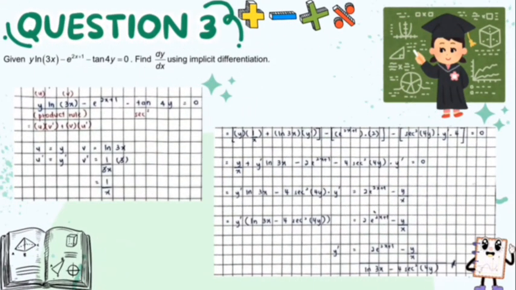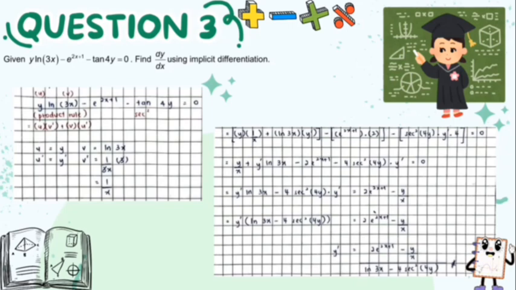Let's move to question 3. For these questions, we are given an equation that involves x and y, and we are asked to find dy/dx using implicit differentiation. The equation is y ln 3x minus e to the power of 2x plus 1 minus tan 4y equal to 0. So the first step is we need to differentiate each part.